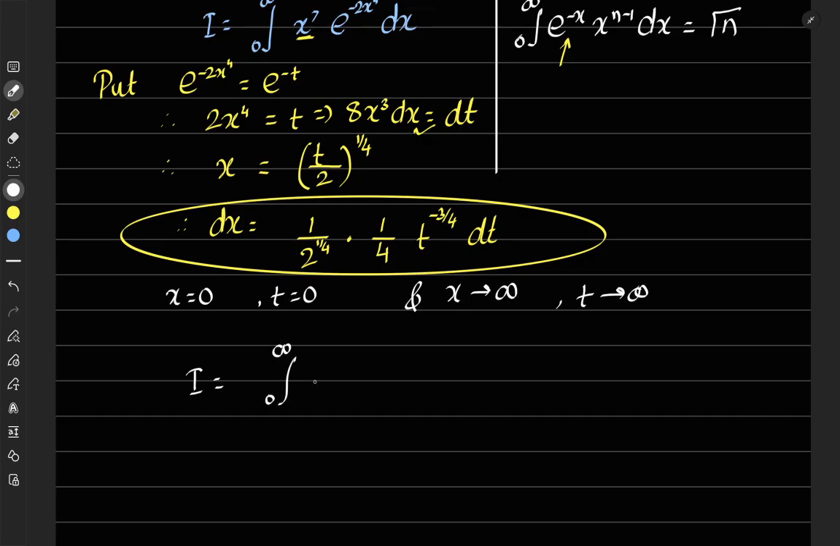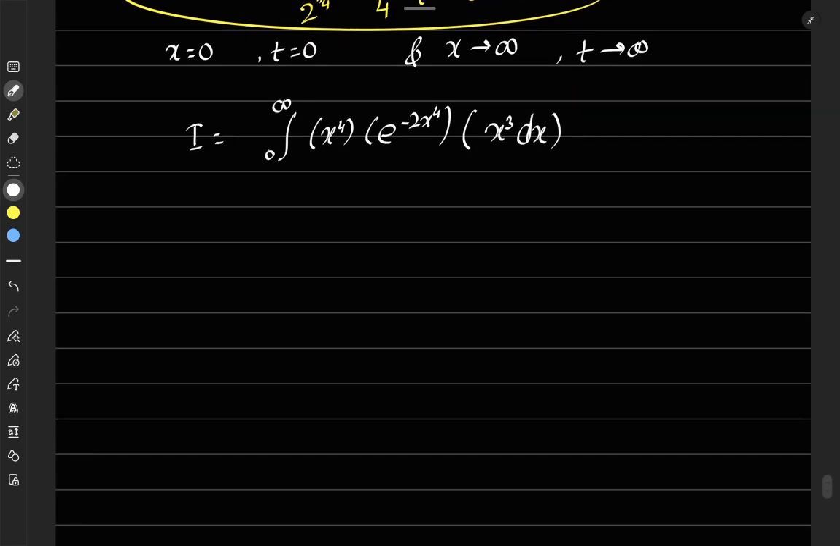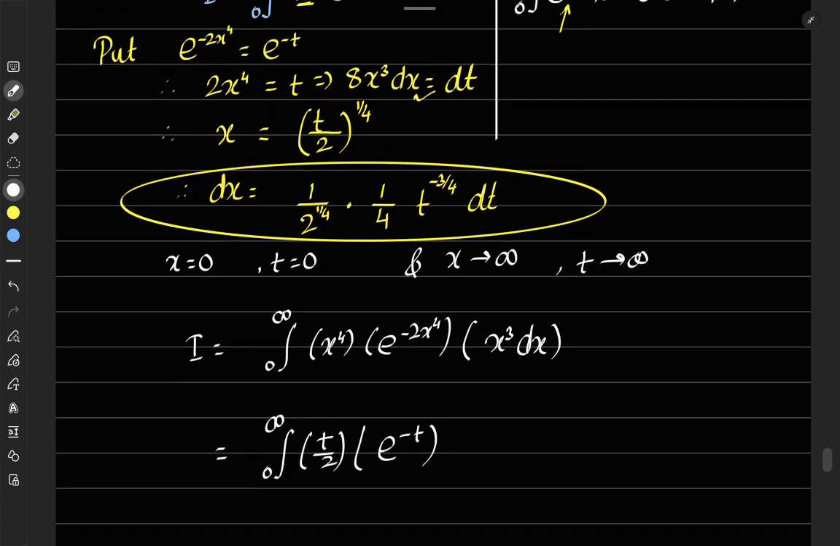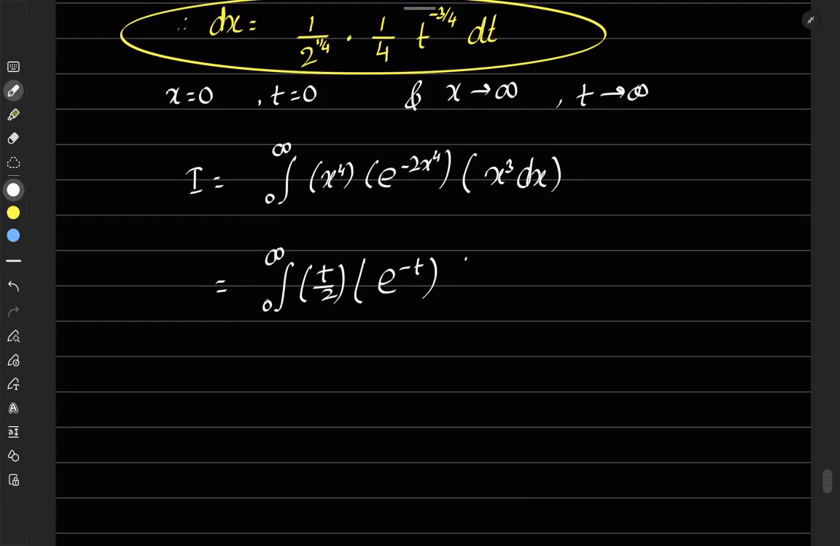Notice that x power 7 can be written as x power 4 times x cube, and we will write this first as an integral in x, and now we will substitute the values. The limits will be the same. Note that this quantity x power 4 can be written as t by 2. This quantity is e to the power minus t. X cube dx, from this one we can write that as 1 upon 8 dt.